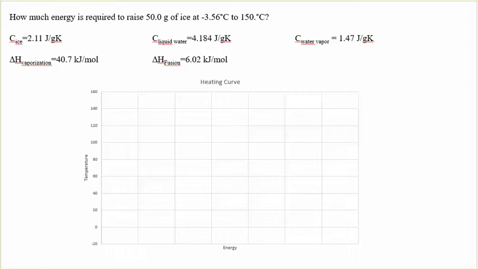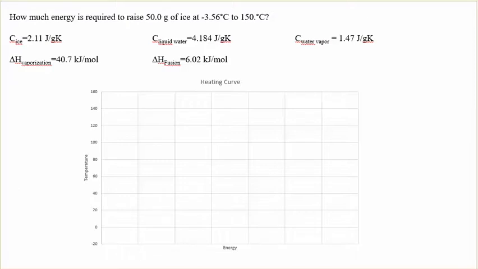So the question is, how much energy is required to raise 50 grams of ice at negative 3.5 degrees Celsius to 150 degrees Celsius? And then I give you a bunch of constants: specific heat capacity of ice, specific heat capacity of water, liquid water, specific heat capacity of water vapor, the delta H of vaporization, and the delta H of fusion. The reason we need all of these constants eventually is because ice is undergoing isothermal and non-isothermal changes. So, at negative 3.56 degrees Celsius, what state is water in?